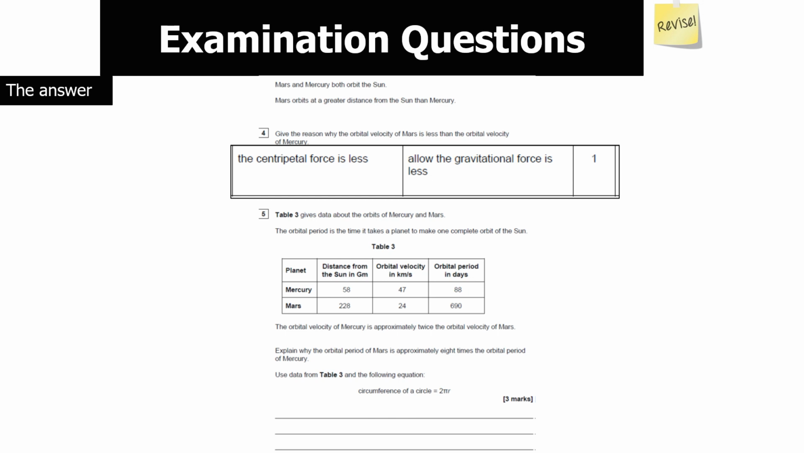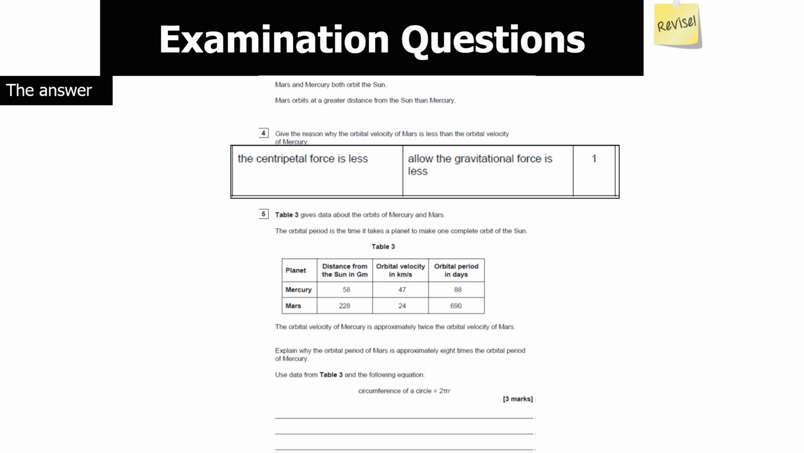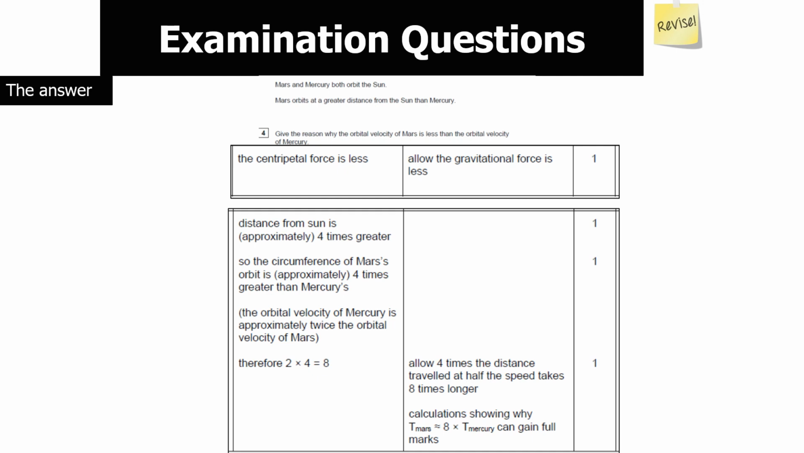Now, the next question, you've got to think about how you can work it through. You'll notice by looking at the distance from the Sun for Mercury and Mars that the distance from the Sun is approximately 4 times greater, and you can also see from the information that the circumference of Mars's orbit is about 4 times greater than Mercury's, because we can work it through by doing 2 pi r. So therefore, what we can say is the orbital velocity of Mercury's orbit is approximately twice that of Mars, from the information given in the question. So one goes up by a factor of 2, the other goes up by a factor of 4. Combine them together and you'll get a factor of 8 difference.